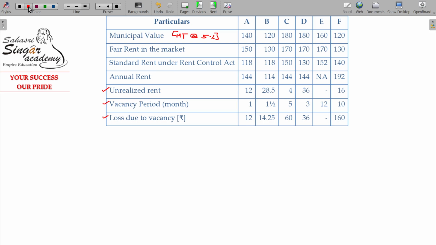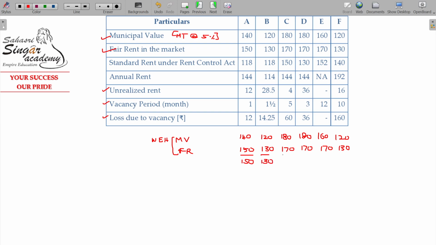Municipal value is 140 for A, 120 for B, 180 for C, 180 for D, 160 for E, 120 for F. Now compare the fair rent: 150, 130, 170, 170, 170 and 130. You know that between these two, whichever is higher will be taken. So 150, 130, 180, 180, 170, 130.